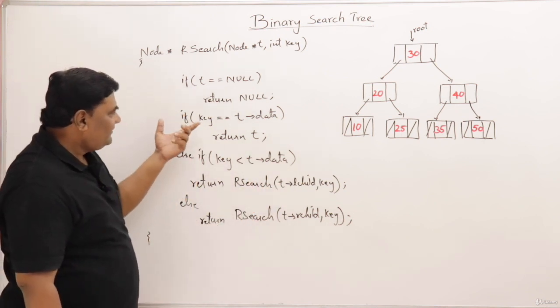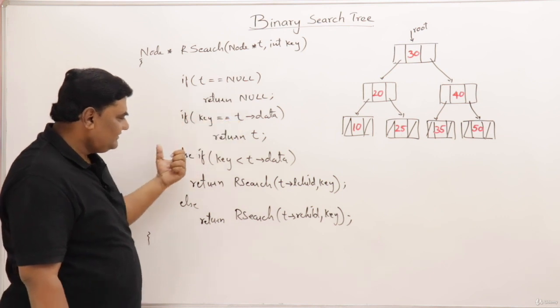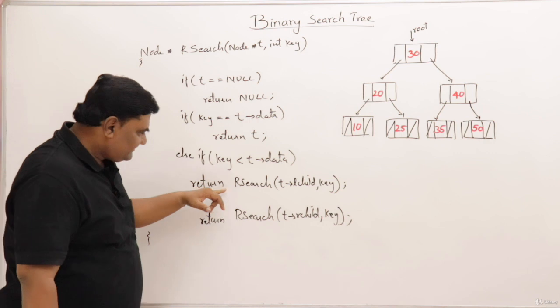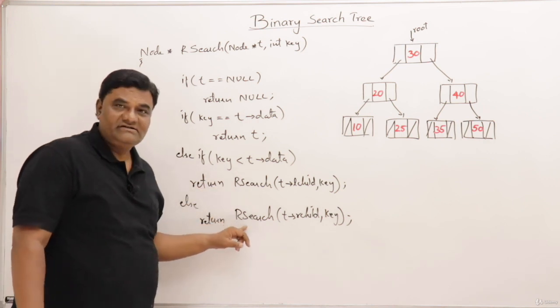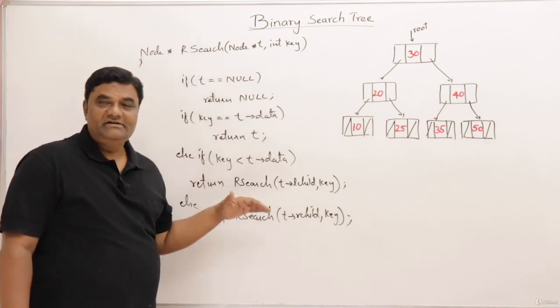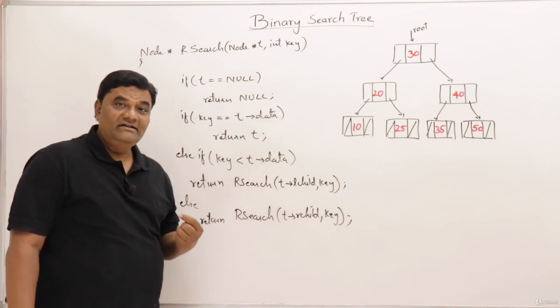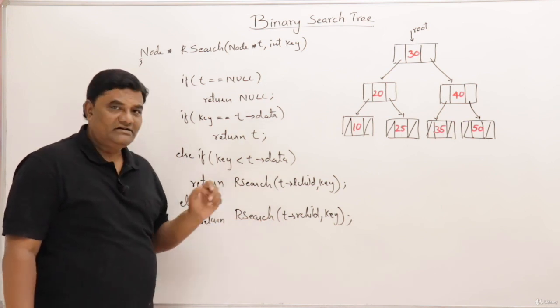And if you observe, first it is comparing for the data and the last statement is calling itself, either this statement or this statement. So if the last statement in a function is a recursive call, then it is called a tail recursion, right? So it's a tail recursion.